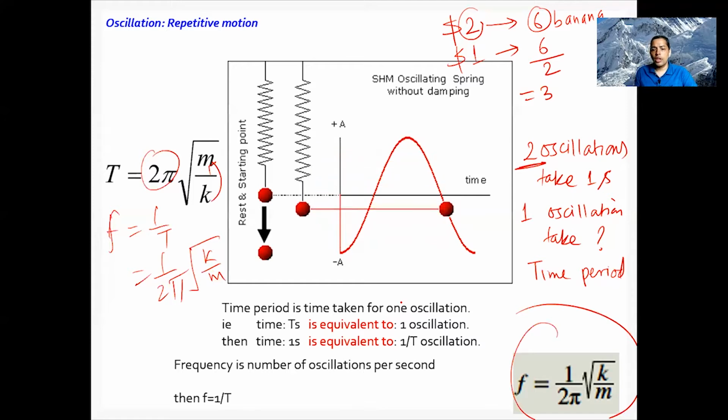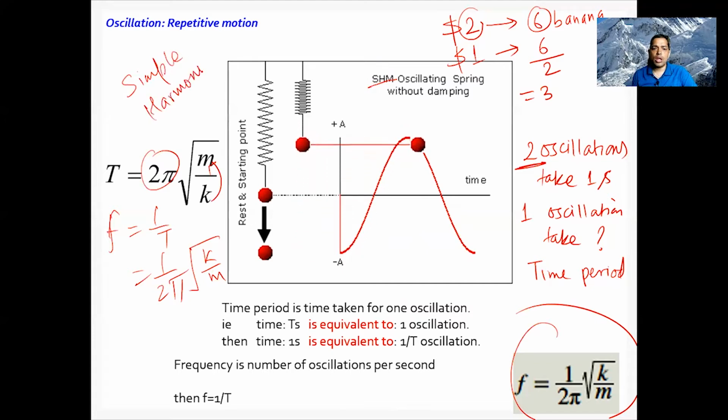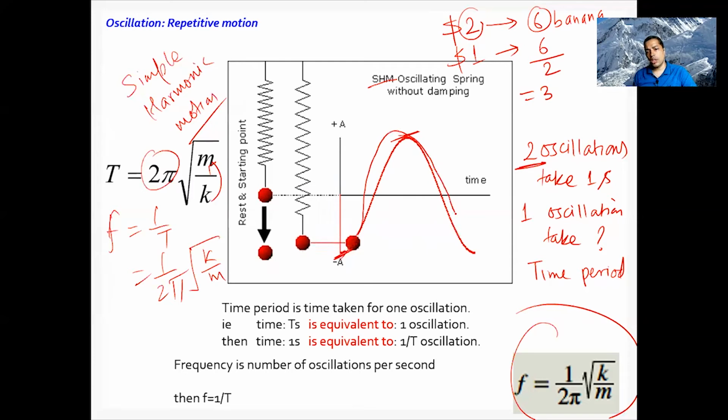All right. By the way, this kind of repetitive motion of the spring is also called simple harmonic motion. In this example, the mass undergoes simple harmonic motion without damping, meaning the amplitude does not change with the oscillation. For every oscillation, it goes through the same height, right? Up and down. There is no damping.